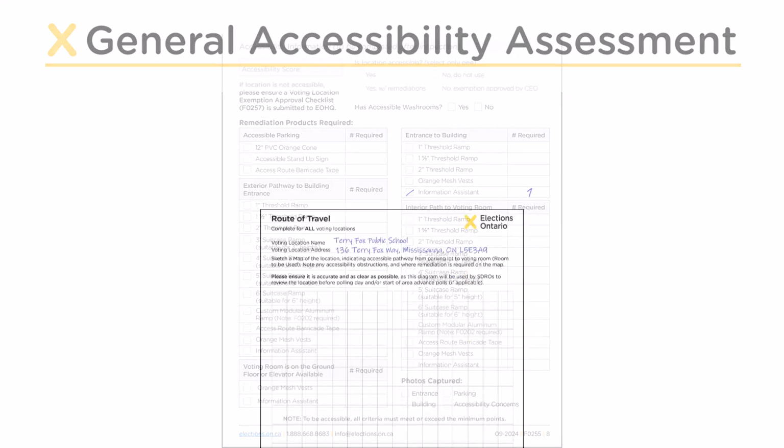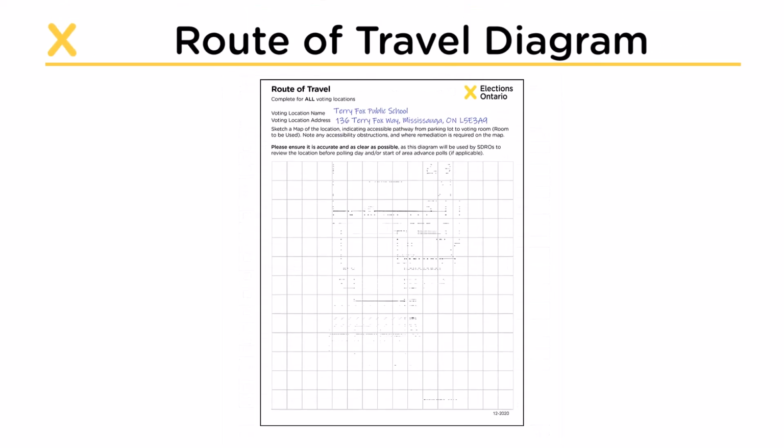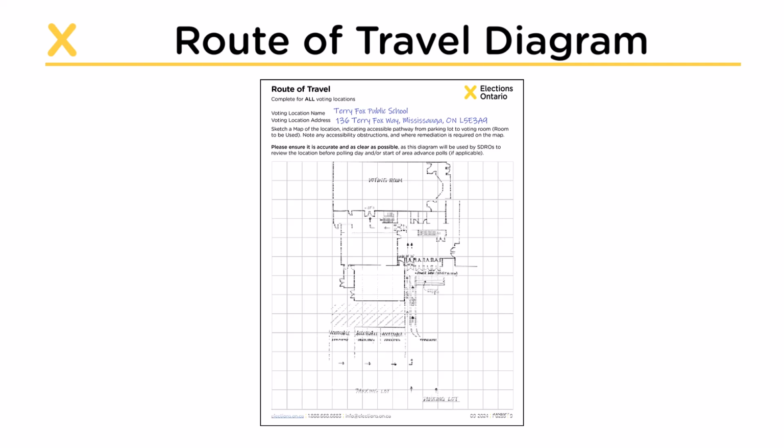On the route of travel page, you'll sketch a detailed map of the accessible route from the parking lot to the voting room and record any accessibility obstructions. You should also record areas which failed to meet the minimum requirements and areas where remediation is required. For example, recording where a ramp is required.